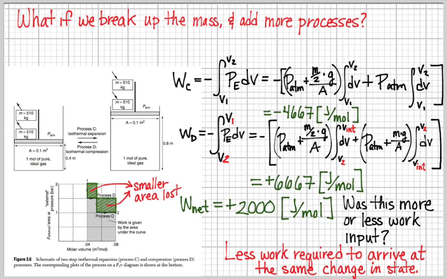Another way to look at this is to say how much area was lost to the surroundings, and that's that upper box. And you can see a smaller area that's been lost to the surroundings, and so less work is required to arrive at the same change in state. I go from state 1 to state 2. There was no difference in state change. Energetically, I end up the same. The amount of work is different.